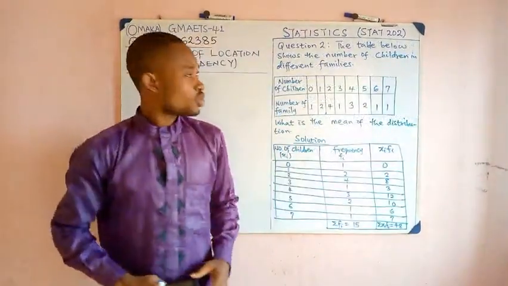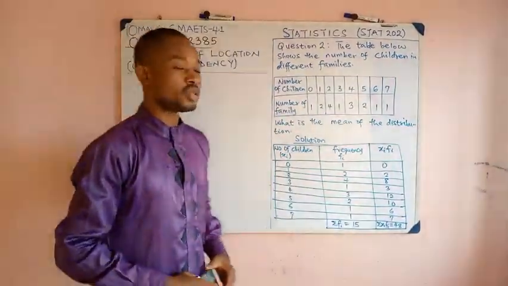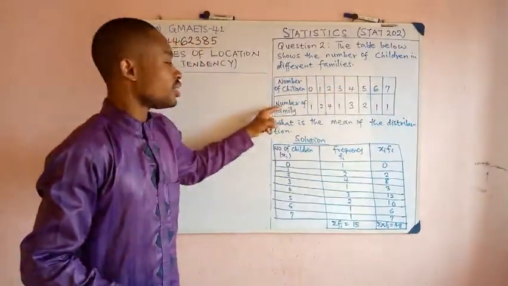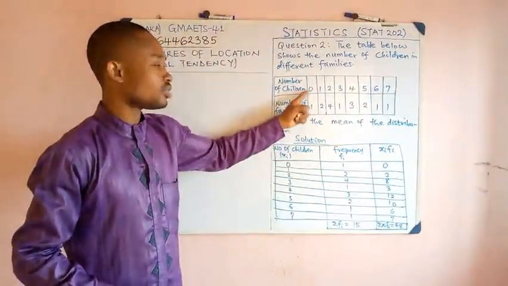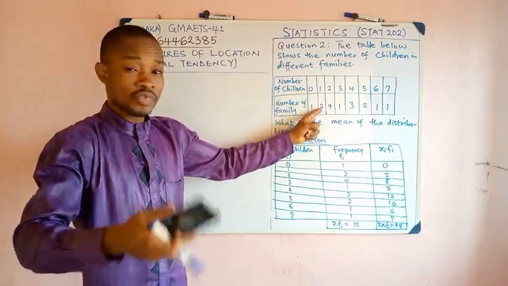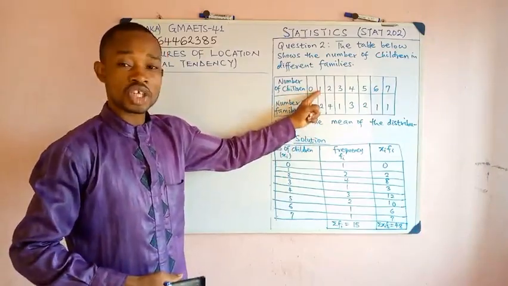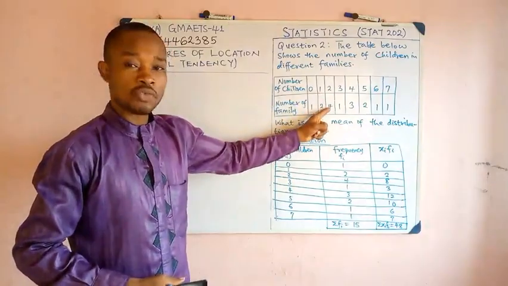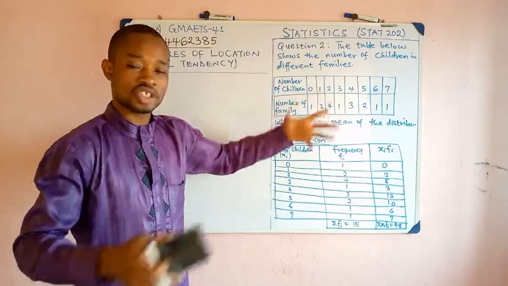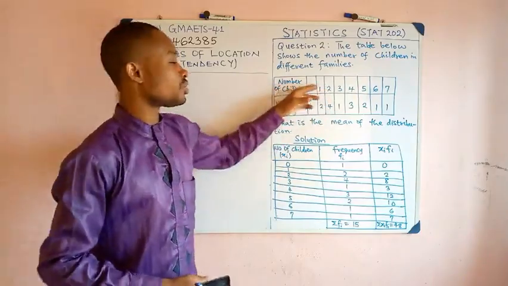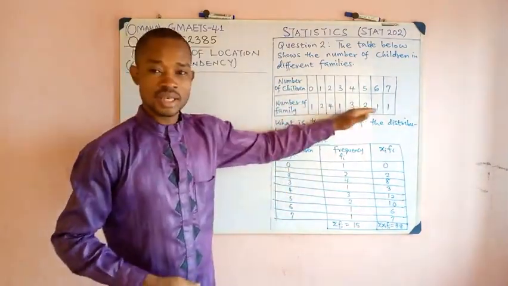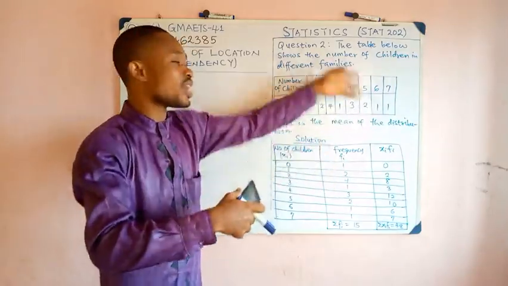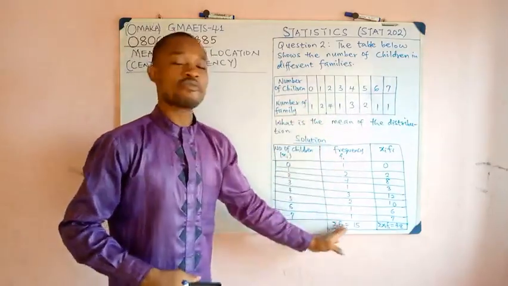We have this question number 2 on the board. The table below shows the number of children in different families, and there is the table. We have the number of children, and we have the number of families. You notice there is a family that has no child. 2 different families have 1 child each. 4 families have 2 children each, in that order. So the number of children here represents a variate value, xr. And the frequency, or the number of families that have this number of children, represents our frequencies, fr.